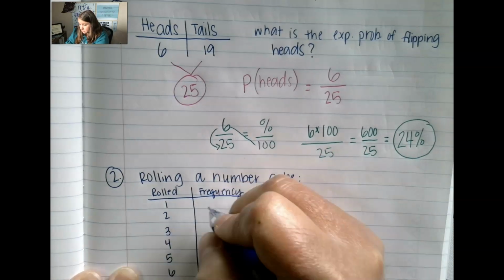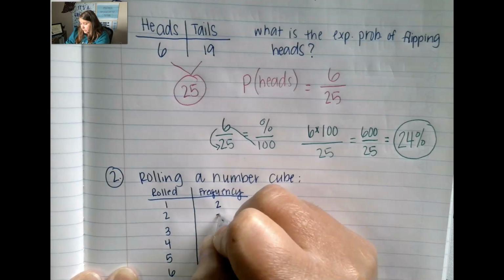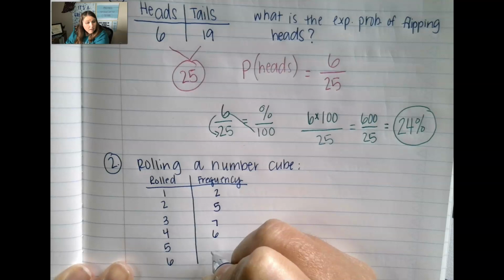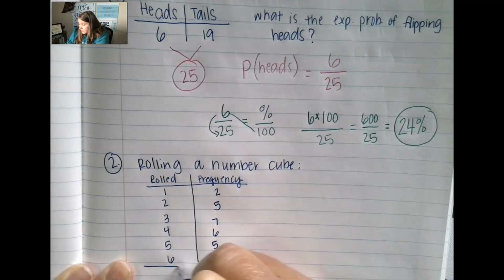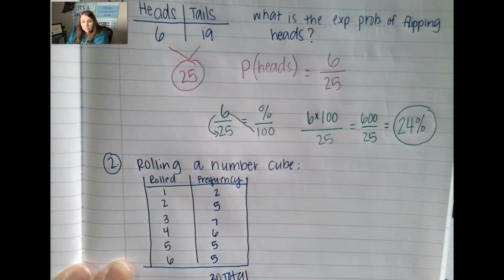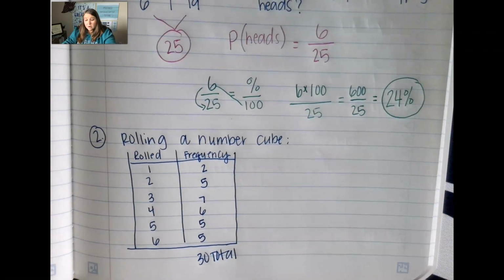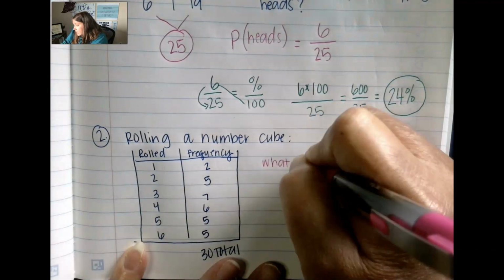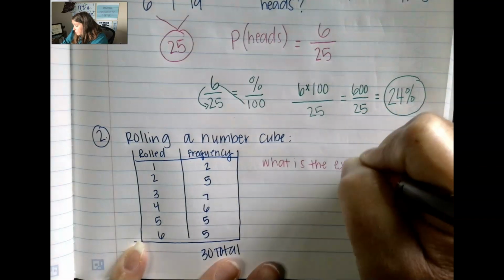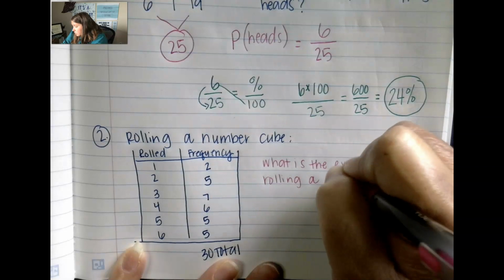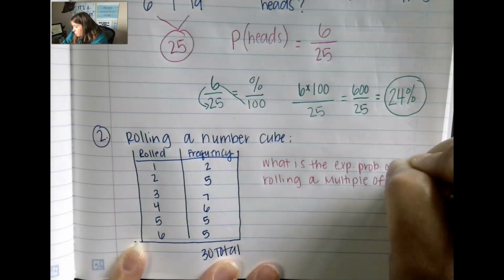It says that we rolled a 1 2 times, a 2 5 times, a 3 7 times, a 4 6 times, the 5 we rolled 5 times, and the 6 we rolled 5 times. So the total number of rolls was 30 total. Now, the experiment that it wants us to look at is what's the probability of rolling a multiple of 3? So the question is, what is the experimental probability of rolling a multiple of 3?